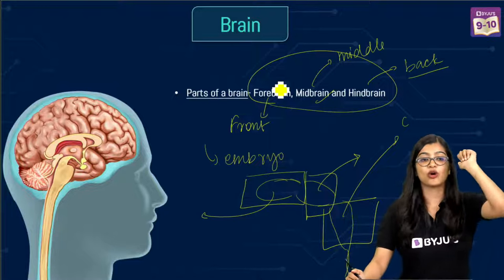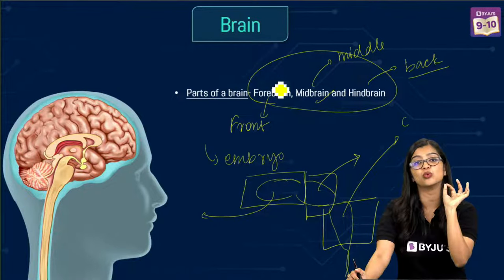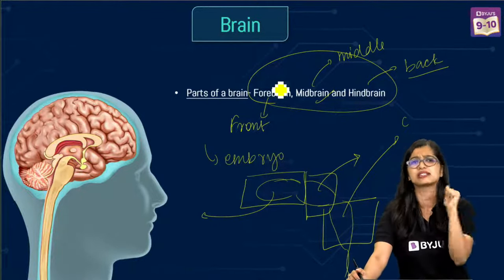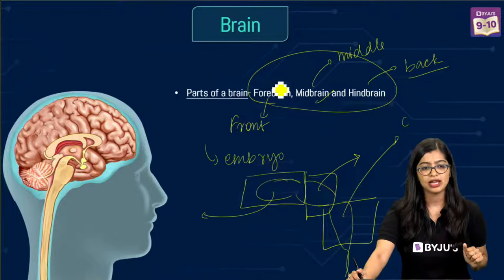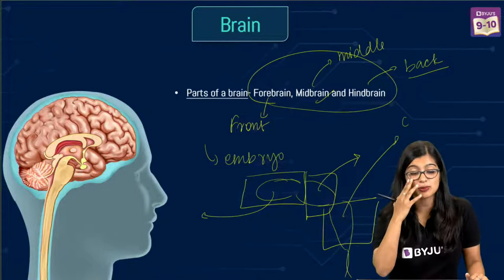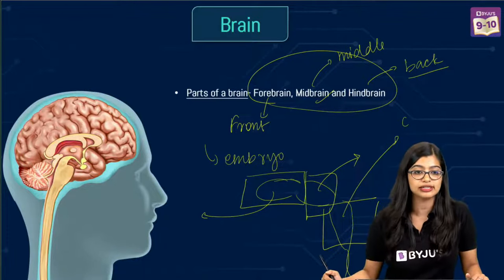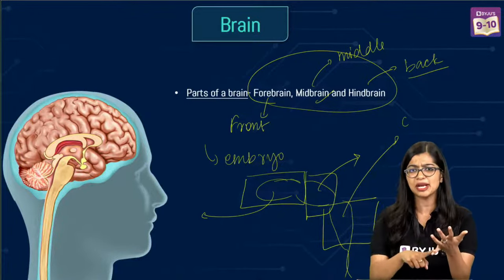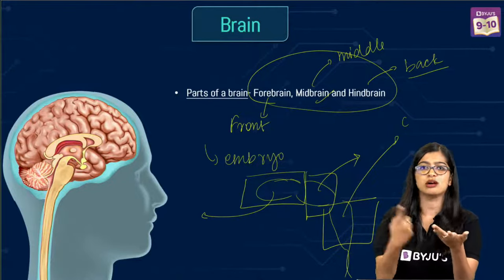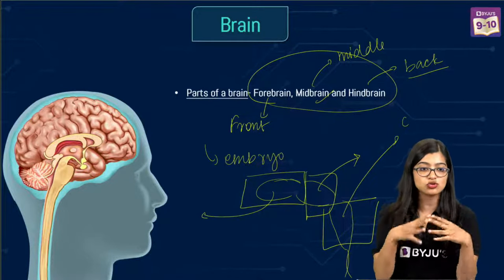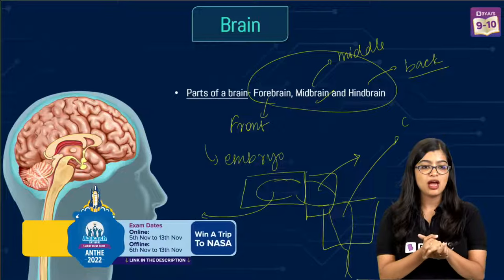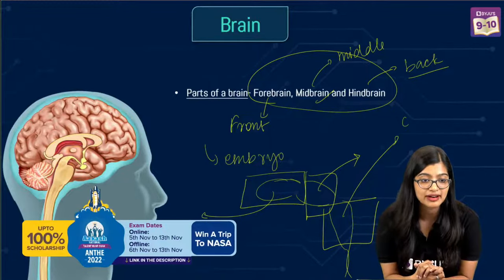Little extra, but always good to know why we are saying forebrain, midbrain, and hindbrain. Yes? Now, of course, when we talk about forebrain, midbrain, and hindbrain, I used a lot of other words, right? I used words like cerebrum, cerebellum, medulla. Then we had pons. So many names that are there. How are these parts joined, right?